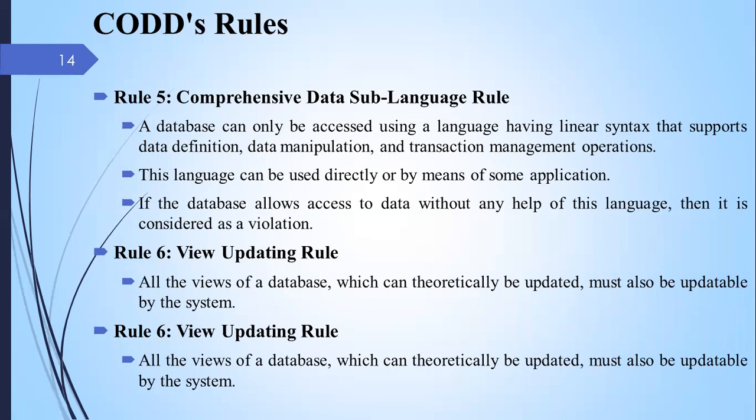View updating rule. All the views of the database, views meaning that we can view the database with respect to different points, with respect to attribute, with respect to row, with respect to the elements available in the table. So all the views of the database which can theoretically be updated must be updatable by the system. This is the view updating rule.